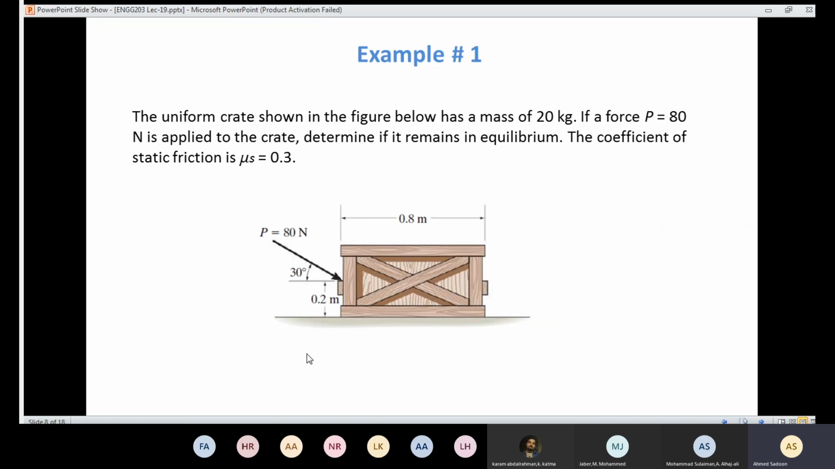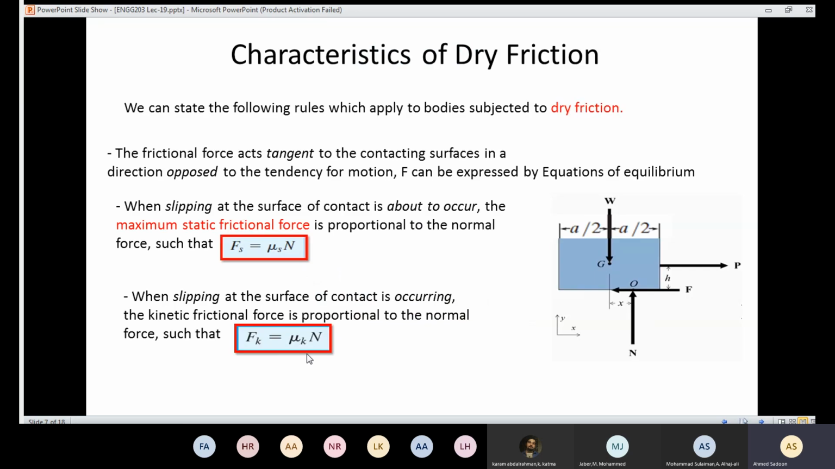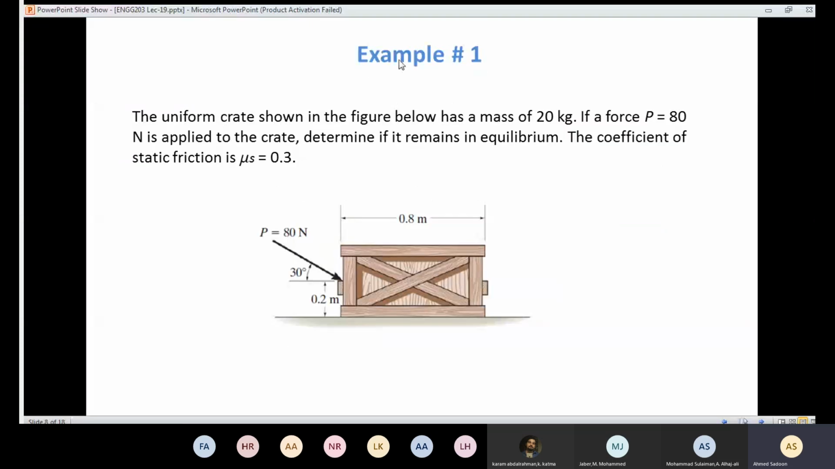So in order to connect all the concepts together, it's important to solve examples so that we can connect all the information that I have mentioned here. So let's start with example 1.